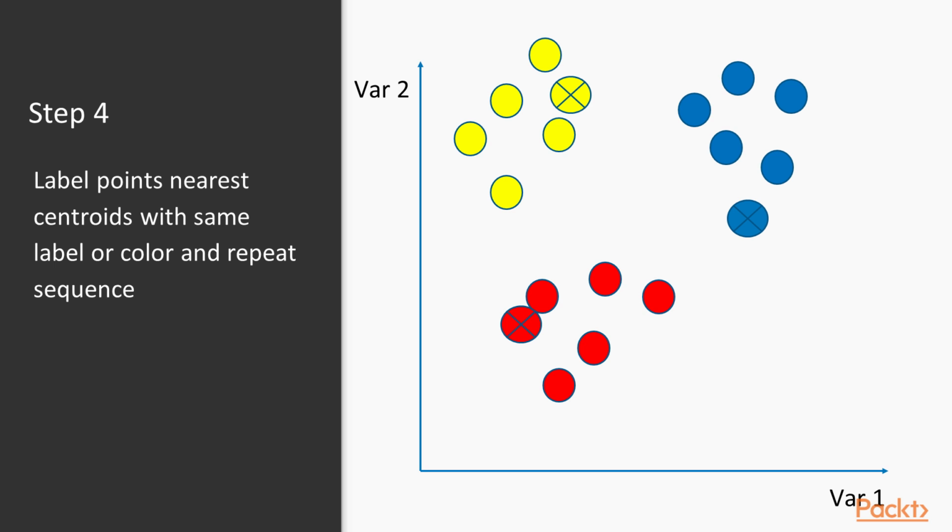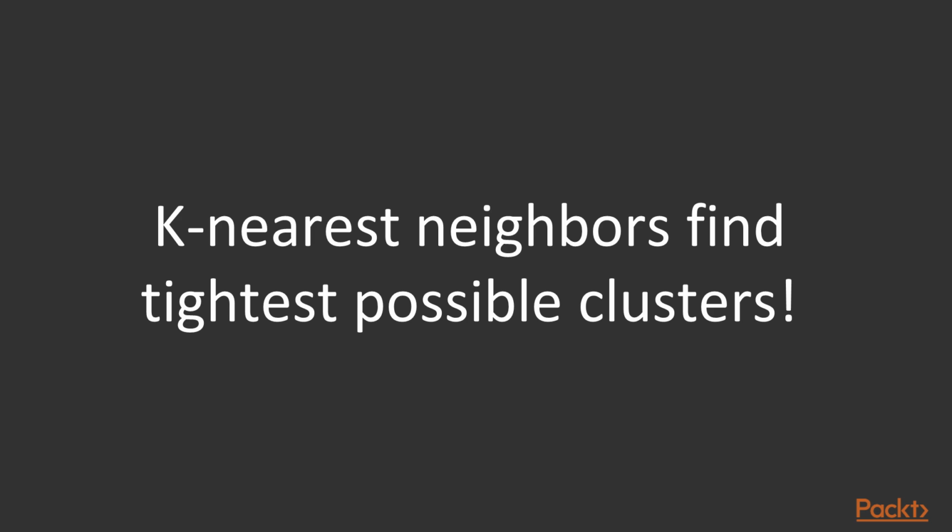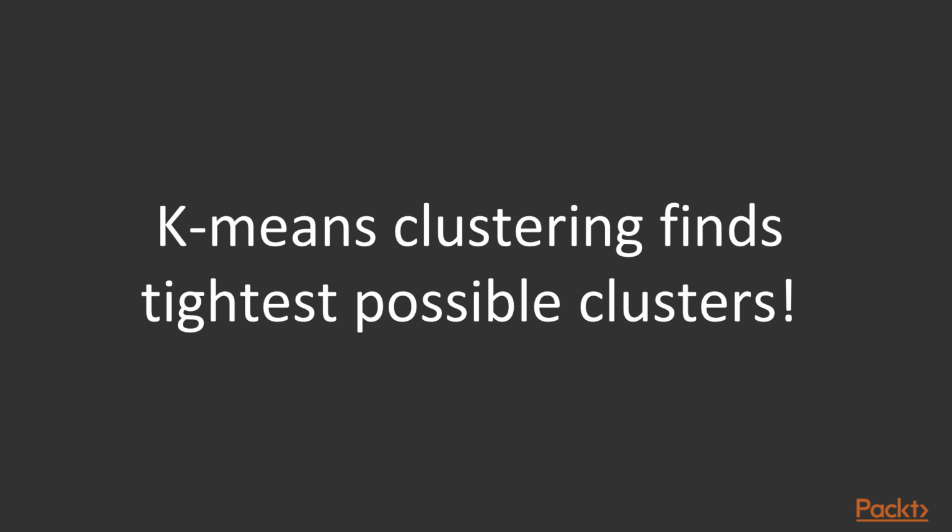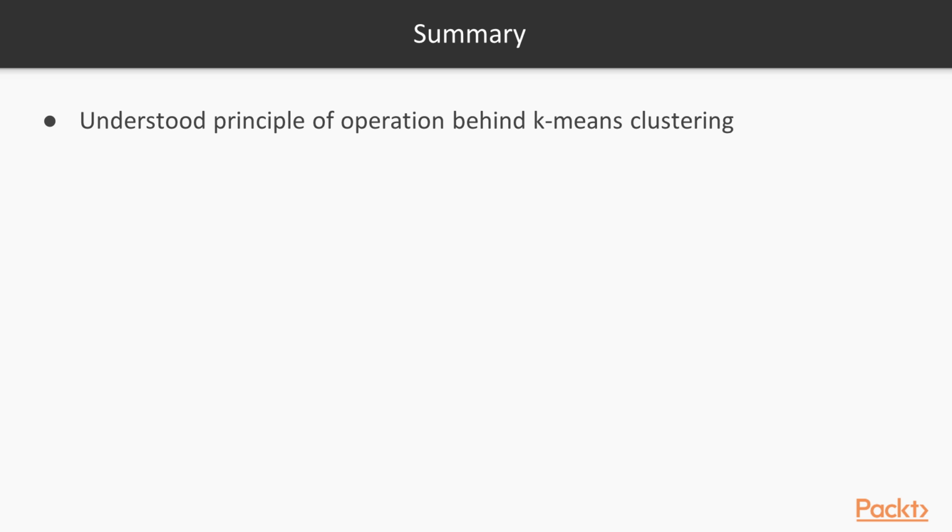So we label the set of points nearest to each centroid with the same colour. And you can see by doing this iteratively, we get a tighter and tighter cluster of points, where each point within a cluster is more similar to the other points in that cluster than any other point. So, k-means clustering finds the tightest possible clusters. Hopefully we've understood the principle of operation behind k-means clustering.